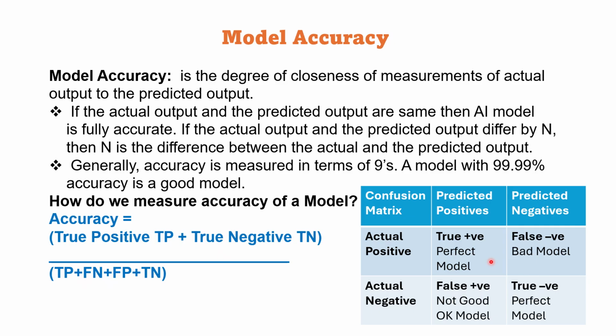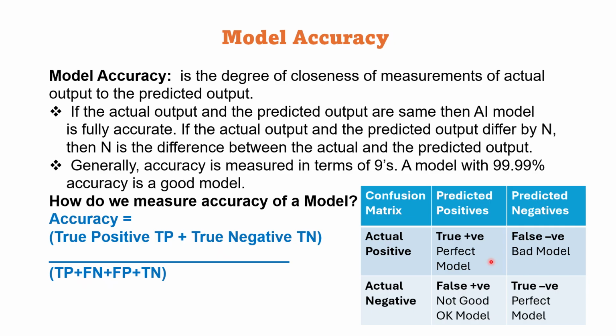True positive: correctly classified as class of interest. So it is a perfect model. False negative: incorrectly classified as not the class of interest. This is a very bad model or a dangerous model. False positive: incorrectly classified as class of interest. This is an okay model. True negative: correctly classified as not class of interest. This is a good model or perfect model.